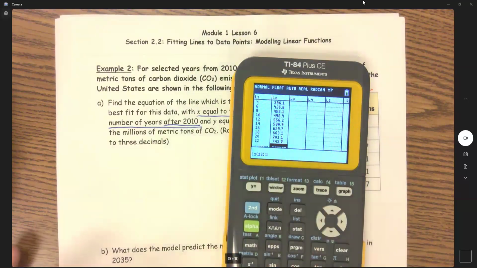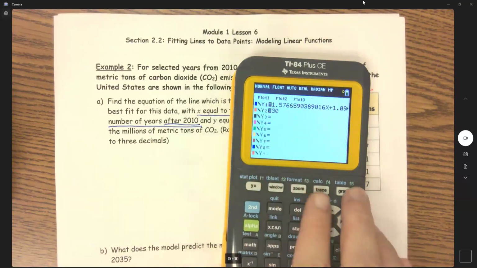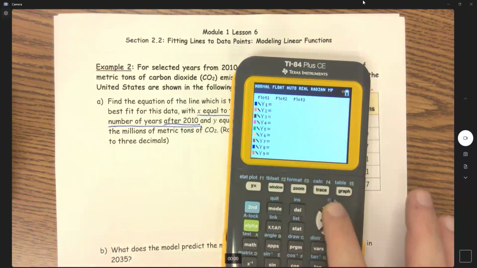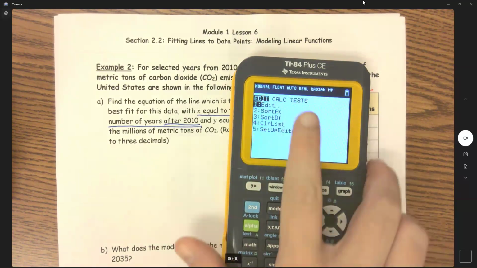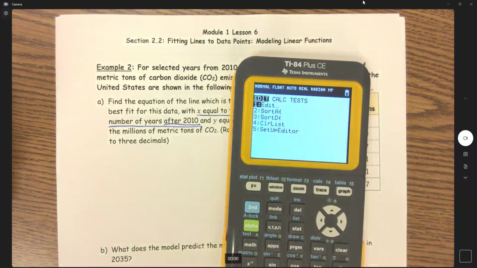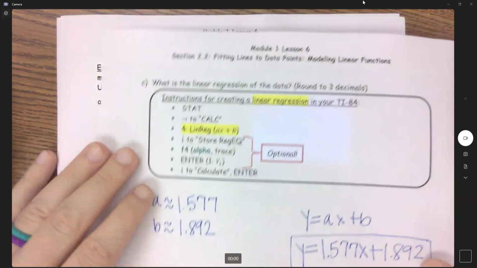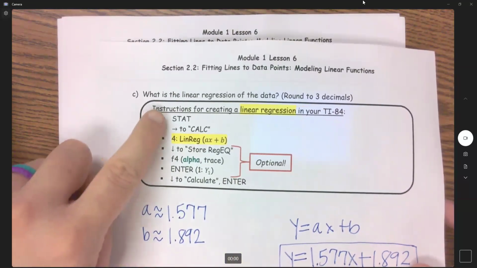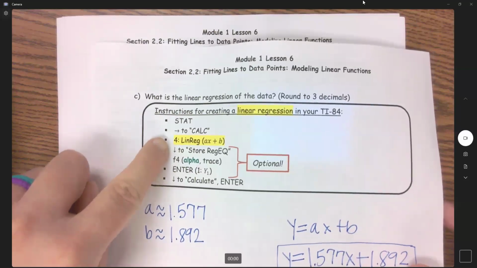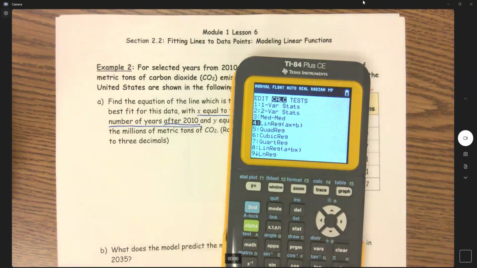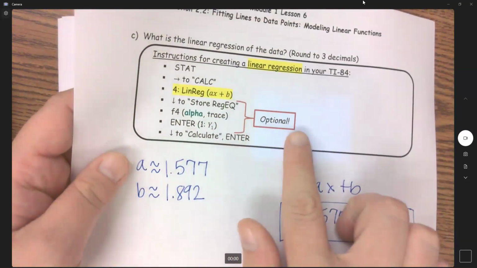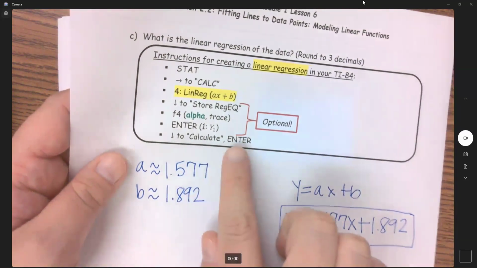So I've entered in everything. I am still going to go to my Y equals and clear out everything here. I'm going to go ahead and turn my plot one on. And now I'm ready to get my equation. Okay. So now I'm going to go over here to Stat. And I'm following, for the record, these steps right here. So Stat, I went over to Calc. Now I went down to number 4. So either arrow down or just punch in 4. I'm going to skip all of these optional things. I'm going to go down to calculate and hit enter.